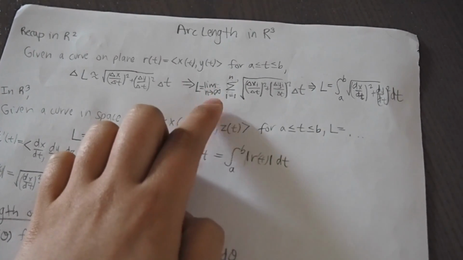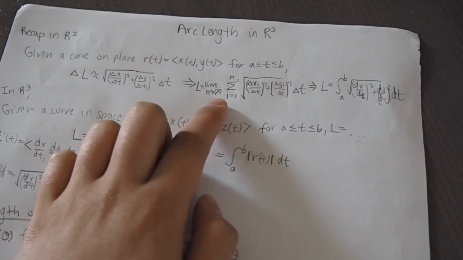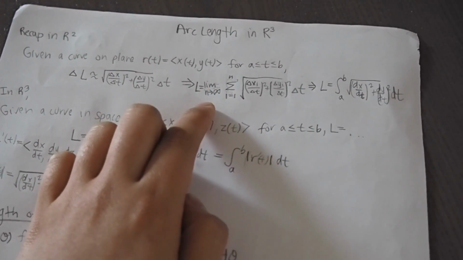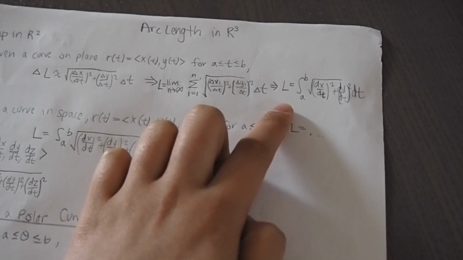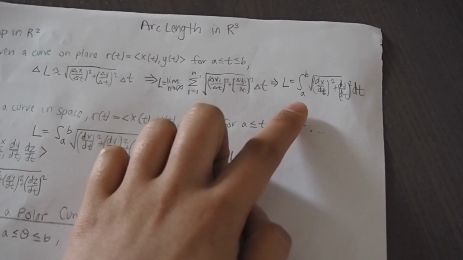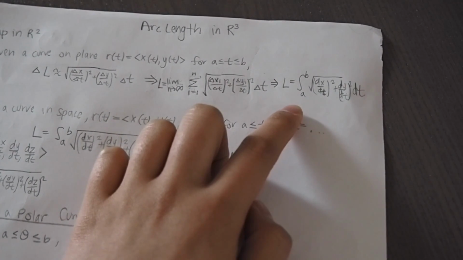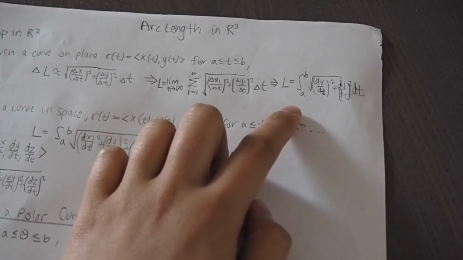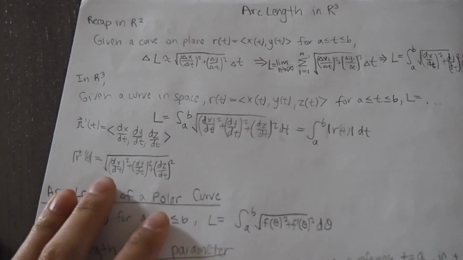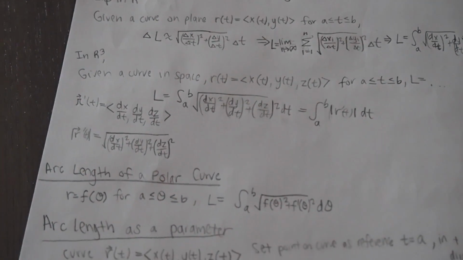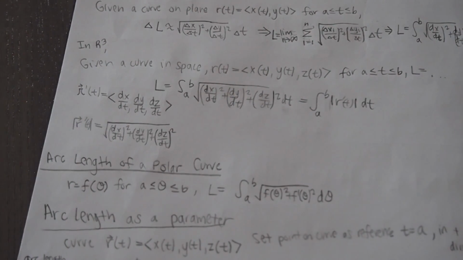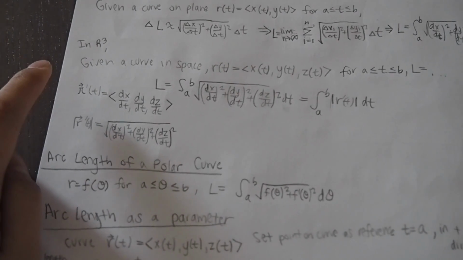If we found the limit as n approaches infinity, or as these dt's get infinitely smaller, we found that the arc length in parametric form will be equal to the definite integral of the square root of dx over dt squared plus dy over dt squared, with respect to t from a to b. So in R3, we're really just applying the parametric form with respect to t, with z as our extra variable.